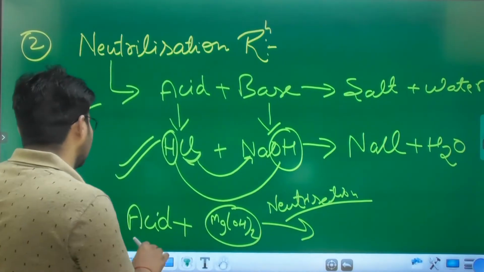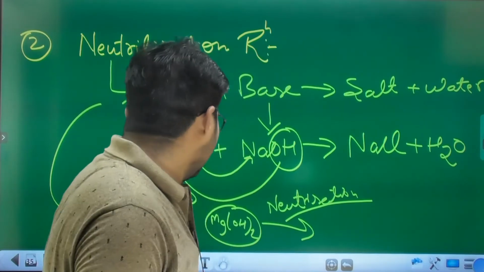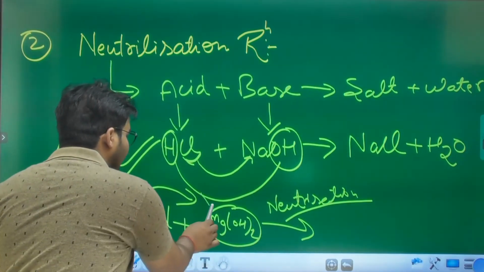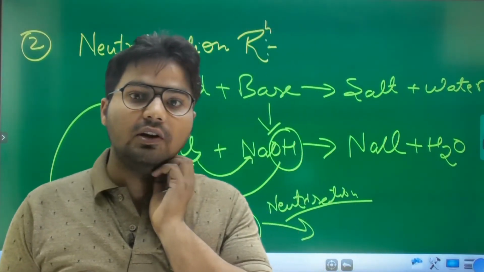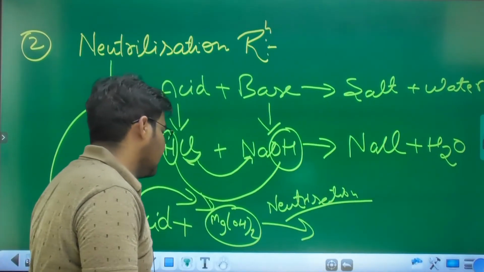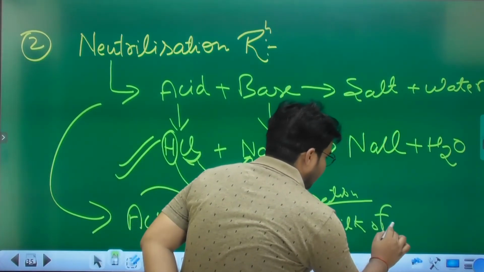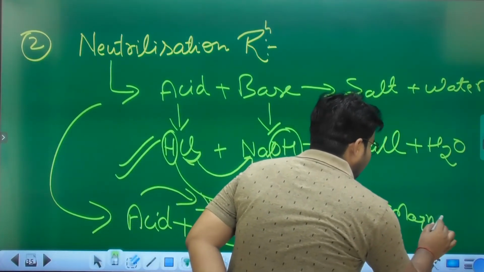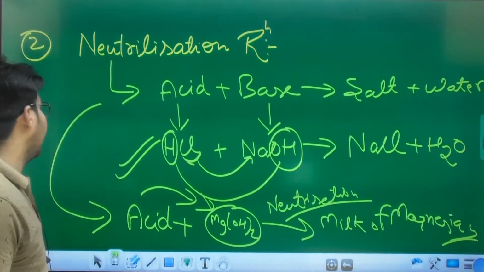So the role of the neutralization reaction is very important in daily life, clear? So acid is neutralized by Mg(OH)2, that is magnesium hydroxide, which is simply known as milk of magnesia. What do we call it? Milk of magnesia. In exams, this question is asked most times. Okay, so you have to note it down.